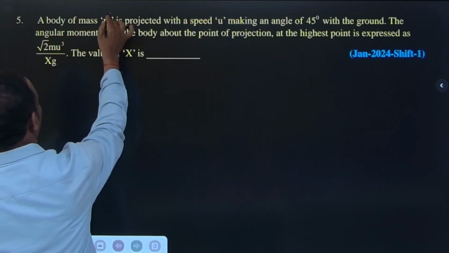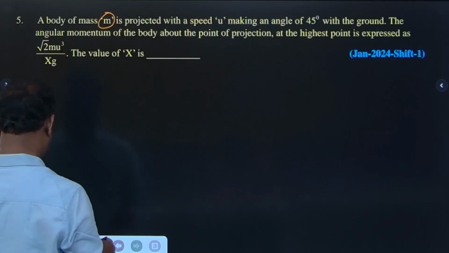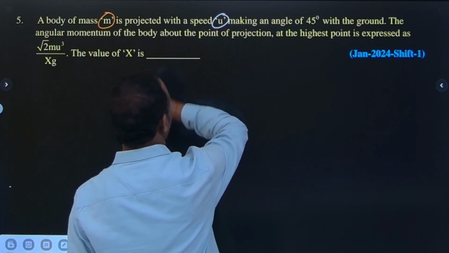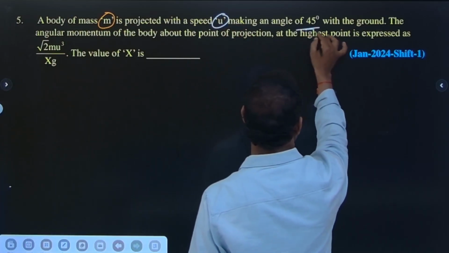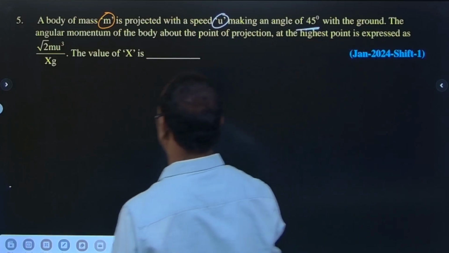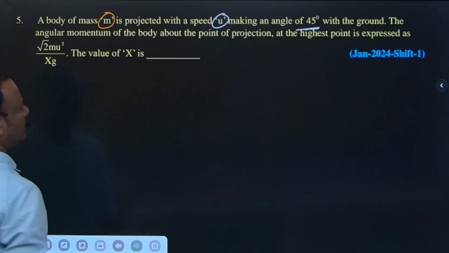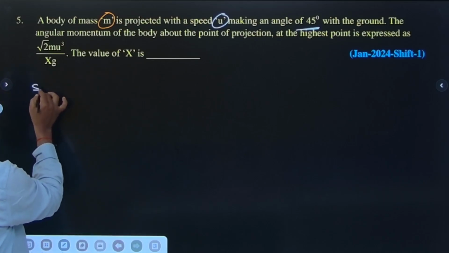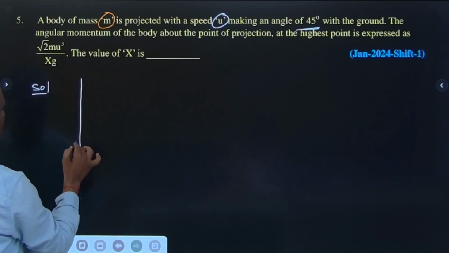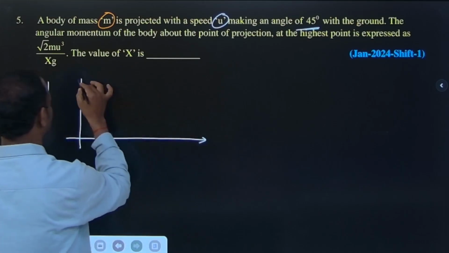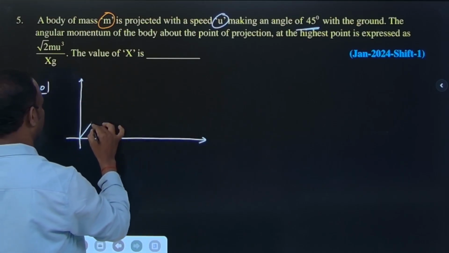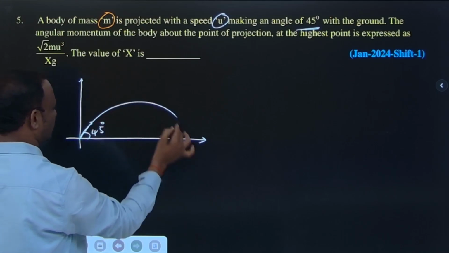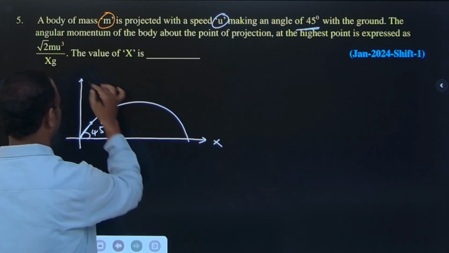A body of mass m is projected with a speed u, making an angle theta of 45 degrees with the ground. The angular momentum about the point of projection is asked. This is the first one, projectile motion. So the body is projected at an angle of 45 degrees, and its motion will be like this. This is x and y.